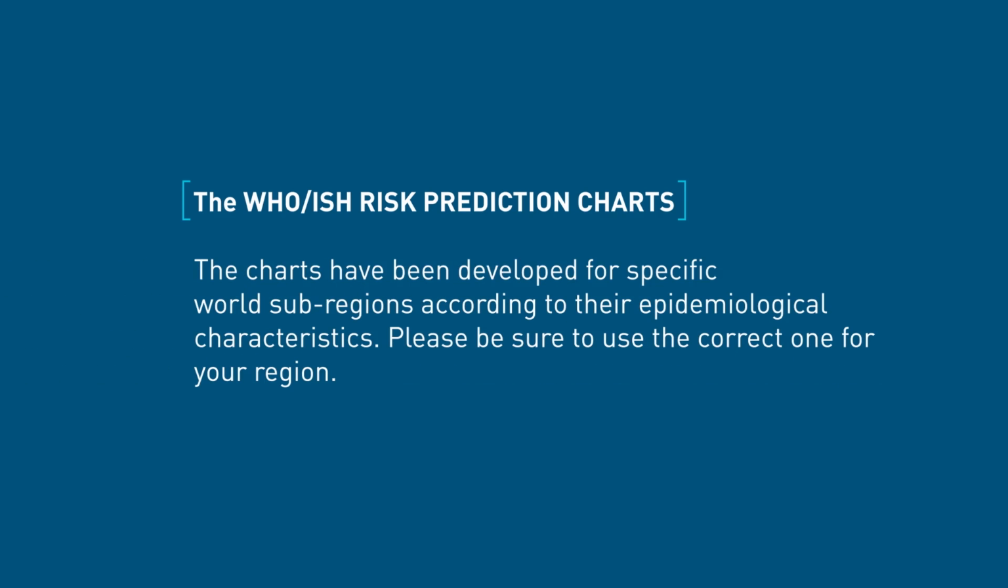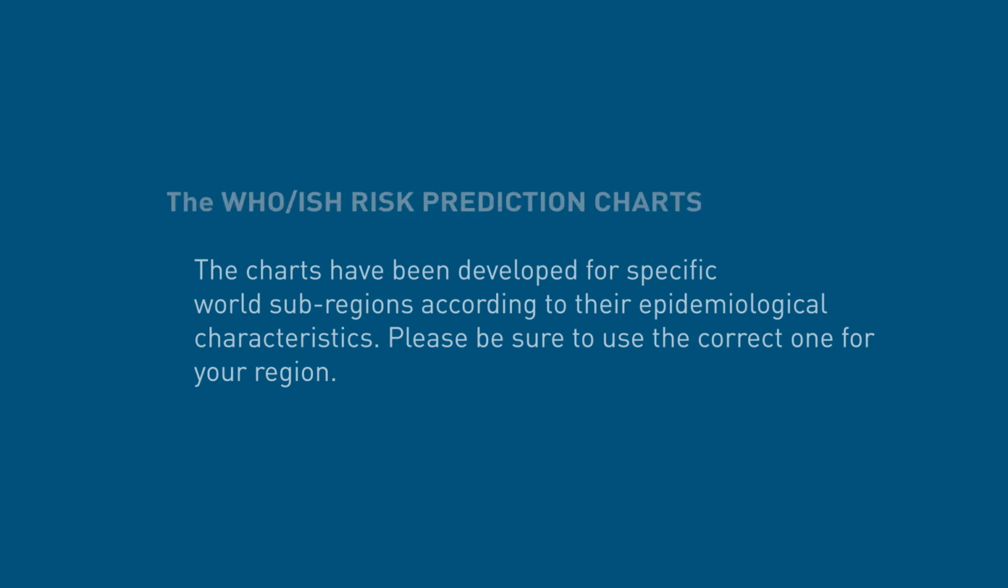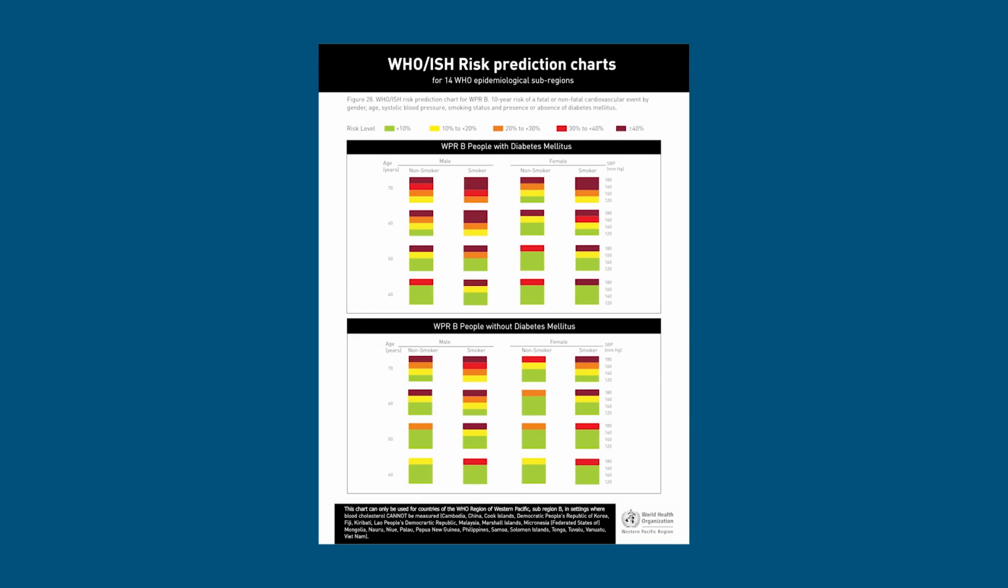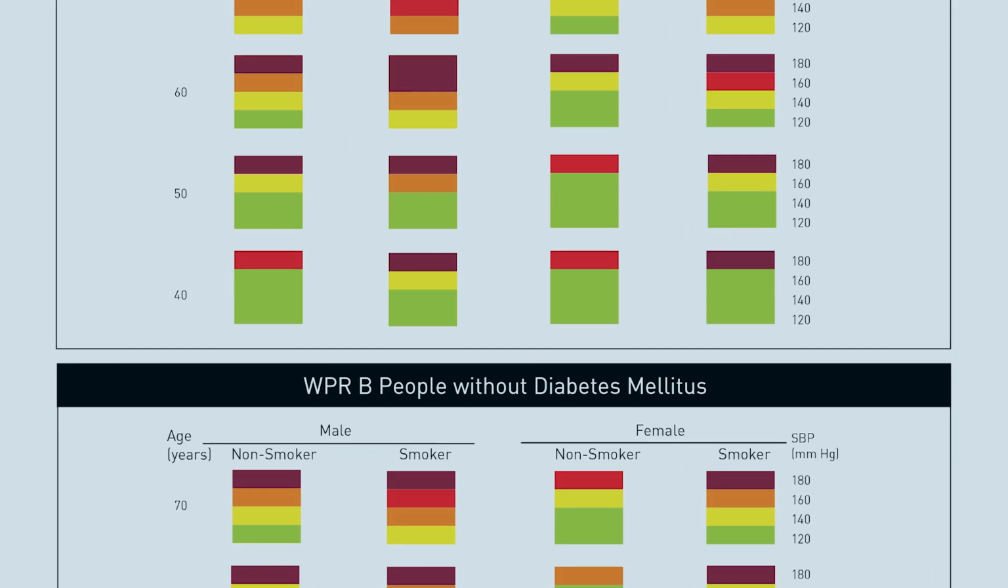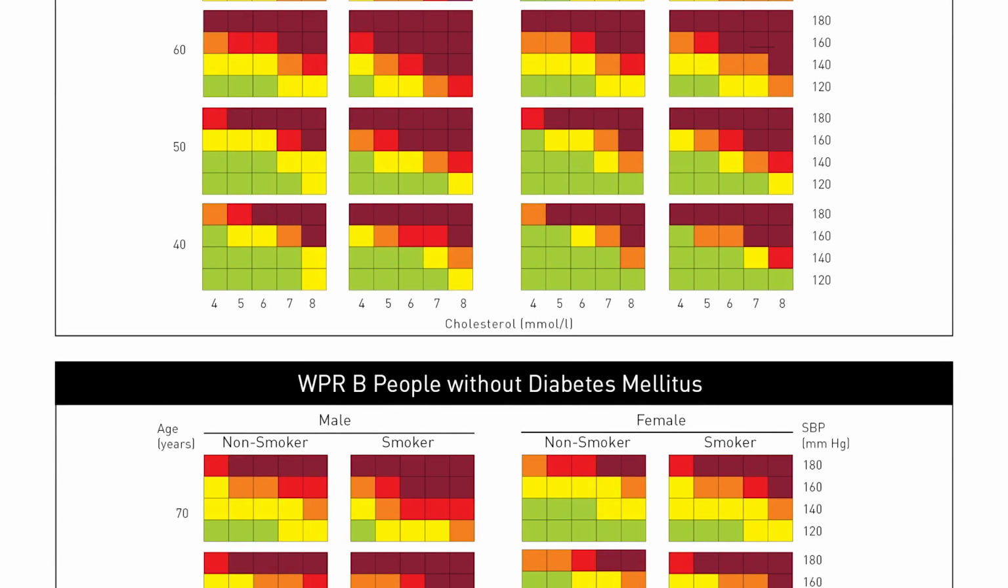The charts have been developed for specific world subregions according to their epidemiological characteristics, so you have to make sure you are using the correct one, which for the Pacific Island countries is the Western Region B, or WPRB, as is shown here at the top and bottom of the charts.